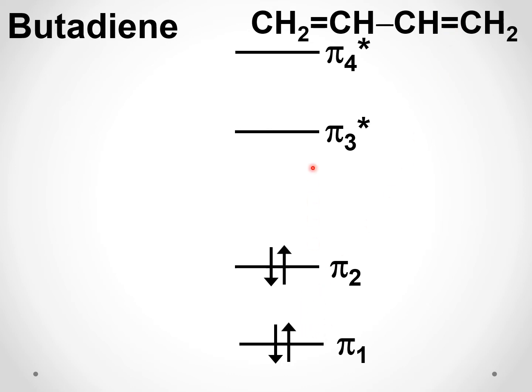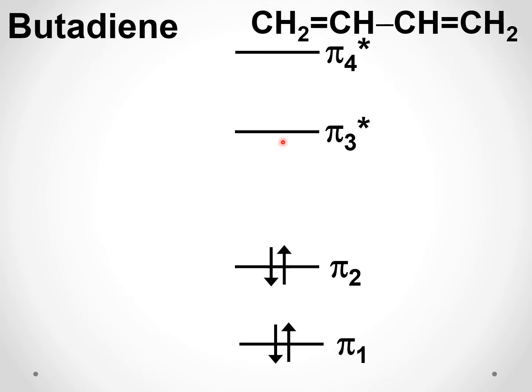Butadiene, if you look, these are the molecular orbitals. Sigma I have avoided because it is below, deep inside. These are the outer levels. There are two double bonds here. If there is one double bond, you have one pi and one pi star. But there are two double bonds here, so you have two pi's and two pi stars.